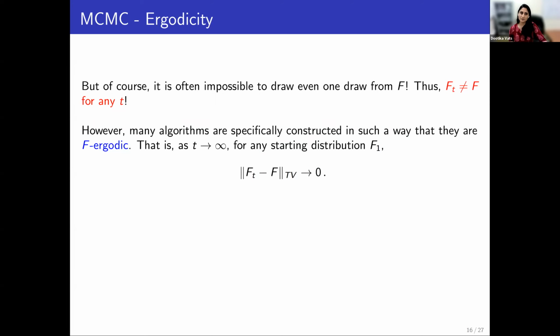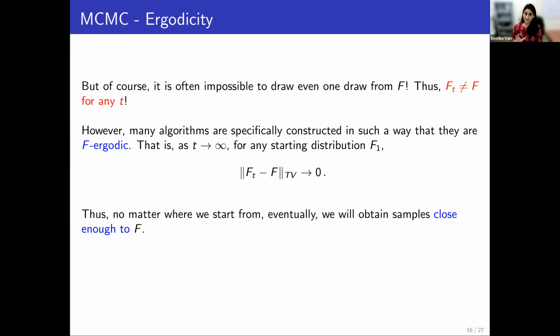And we do. We get something useful because the Markov chains we construct in MCMC, Metropolis-Hastings for instance, are carefully constructed to ensure that the Markov chain is F-ergodic. This means that as t goes to infinity, for any starting distribution, you can choose whatever starting distribution you want, F1, for the first draw of the Markov chain, the marginal distribution at time t is going to converge to the target distribution F in total variation distance. The TV distance is a distance on measures. So it's going to converge to F as t goes to infinity.